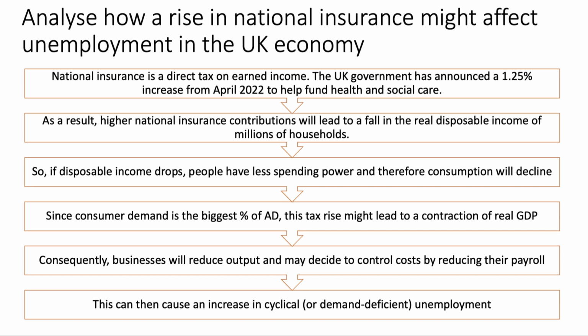Consequently, businesses may reduce their output, their production, and may decide to control their costs by reducing their payroll. The payroll is a word used to describe how many people are being paid by a business. This can then cause an increase in cyclical, or otherwise known as demand deficient unemployment. So a rise in national insurance could lead to an increase in cyclical unemployment. For example, somebody earning, let's say, £50,000 a year in their job is going to pay just over £5,000 a year in national insurance after the increase, and that increase will be about £500. So quite a significant dip into their real disposable incomes.